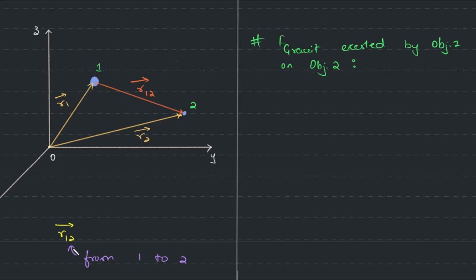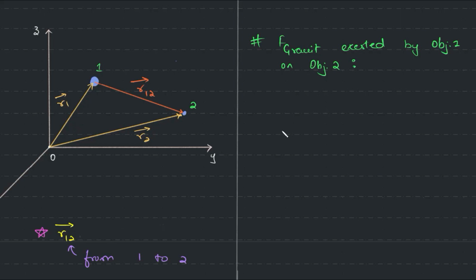Again, some books can go with from 2 to 1. It depends. But again, this is a convention, something that we have defined. So here, this represents that the vector is moving from 1 to 2. Okay, guys, that's what this represents.